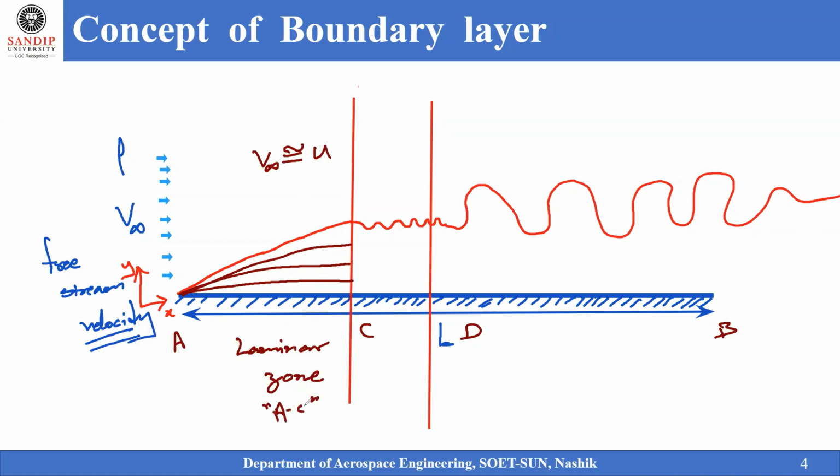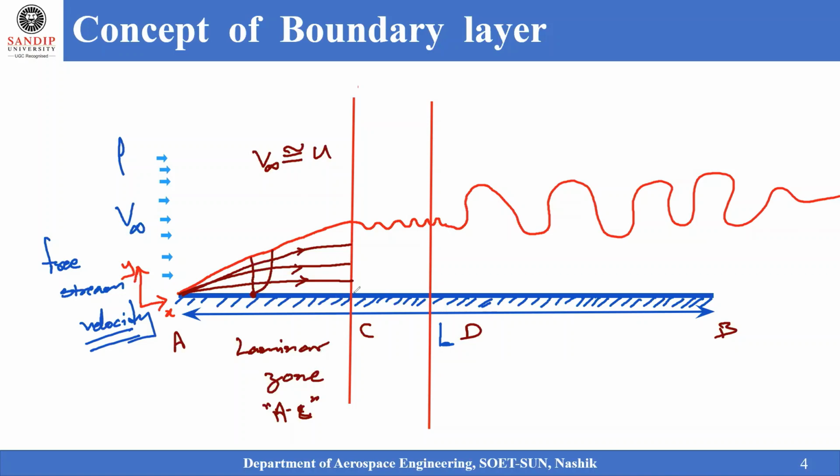It is a laminar zone where the flow lines, from one line to the other, are parallel to each other and not intersecting. That flow we call laminar flow. If you are interested in plotting the velocity variation, this is how it varies: initially at the boundary the velocity is 0, slowly the velocity is getting incremented, and this region is called the laminar zone.